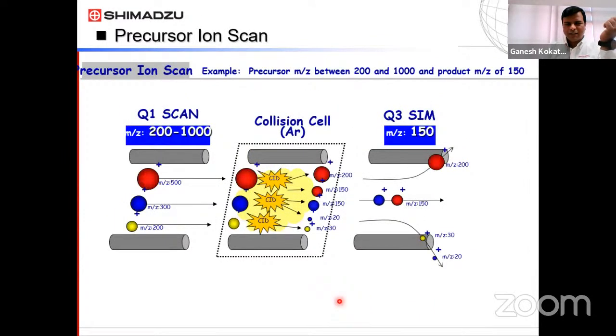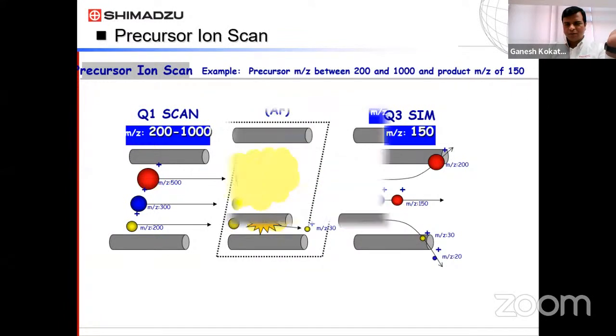Now in the precursor ion scan, I'm allowing each and every ion to pass to Q2, but I am just filtering to pass 150 in Q3. So 150 either corresponds to 300 or to 500. We don't know, right? So there are two options, either precursor or product ion. So in precursor, we are focusing on molecular weight of 150, which may correspond to both, like this.